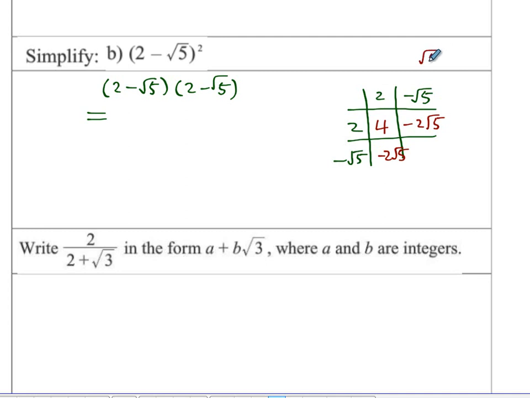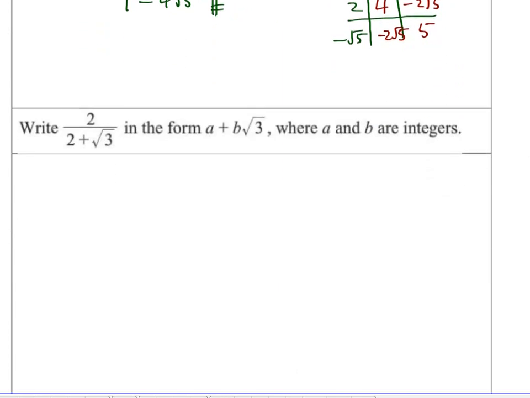And again, remind ourselves, root 5 squared is equal to 5. So this is positive 5. From here, you can actually work out the answers. 4 plus 5 gives you 9. Minus 2 root 5 and minus 2 root 5 is actually minus 4 root 5. So that's your answer for part B.